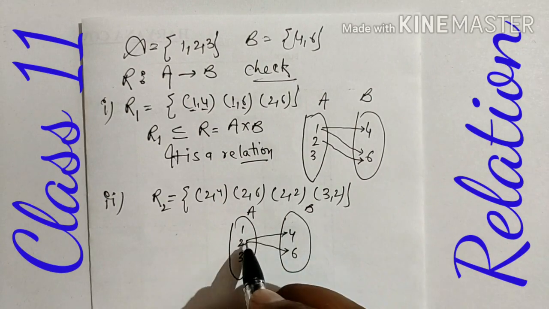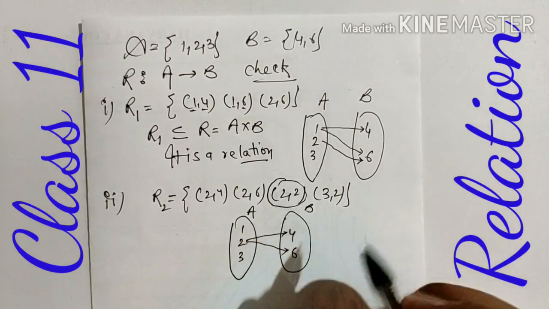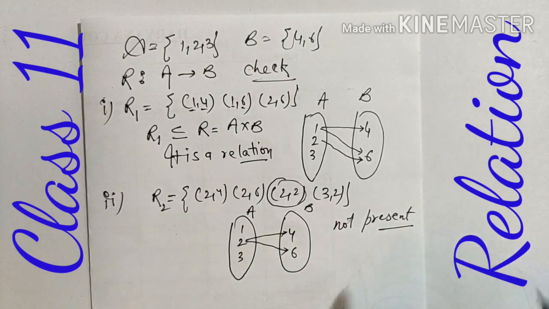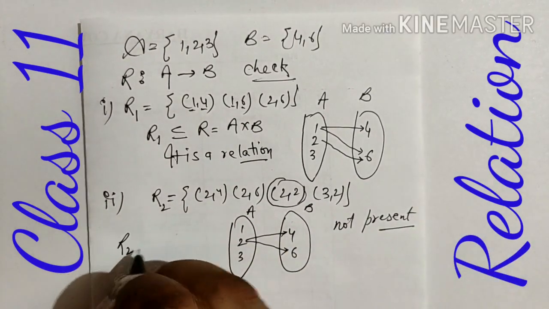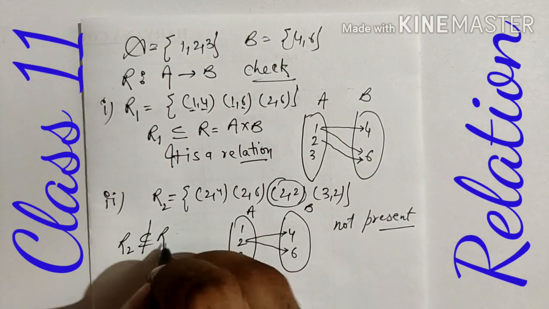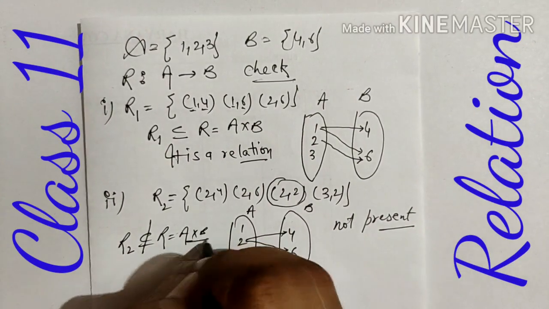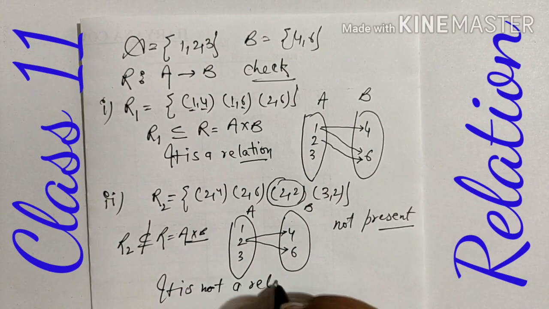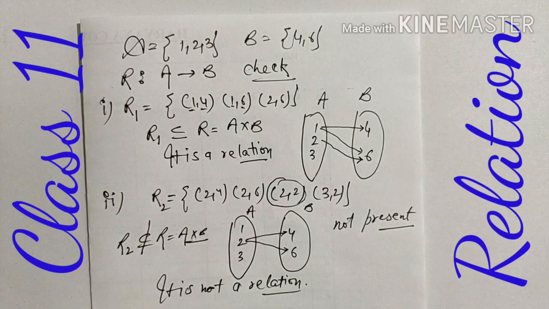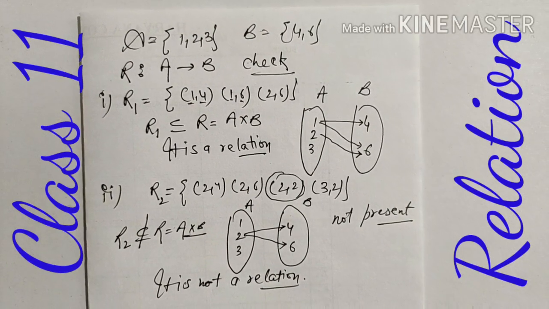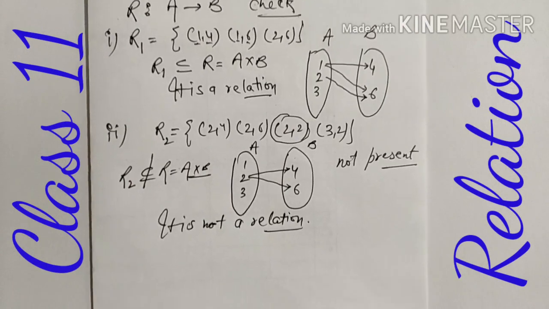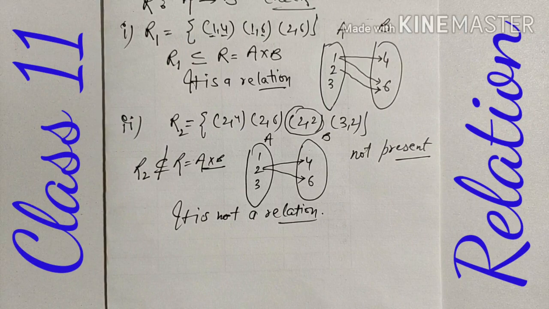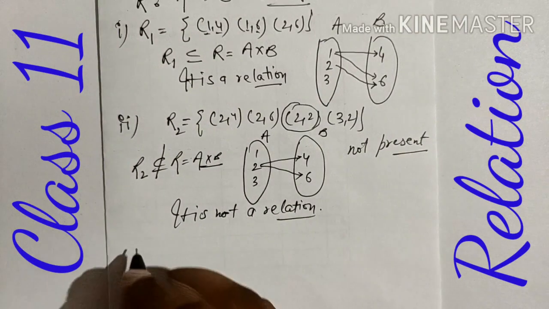2 is connected with 2. This connectivity is not present. It means R2 is not a subset of R, which is given by A cross B. So it is not a relation. Like this, we can check with the help of arrow diagram whether a given relation is a subset of the original or not. Now moving to another example.